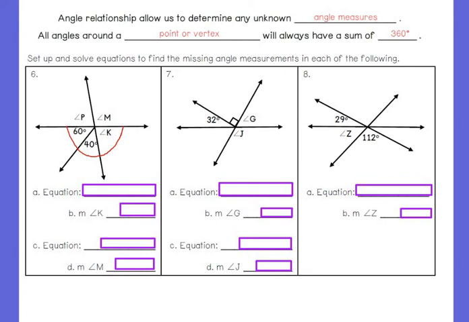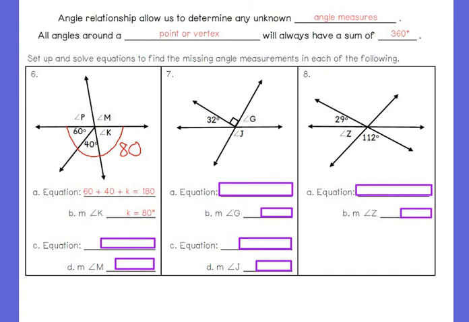So, I see this forms 180 degrees. Well, to find K, I can create an equation for that. I know 60 plus 40 plus K should equal what? 180. So there's an equation. To find K, I could do 180 minus 40 minus 60, and K would be what? 80. So I found one of them.